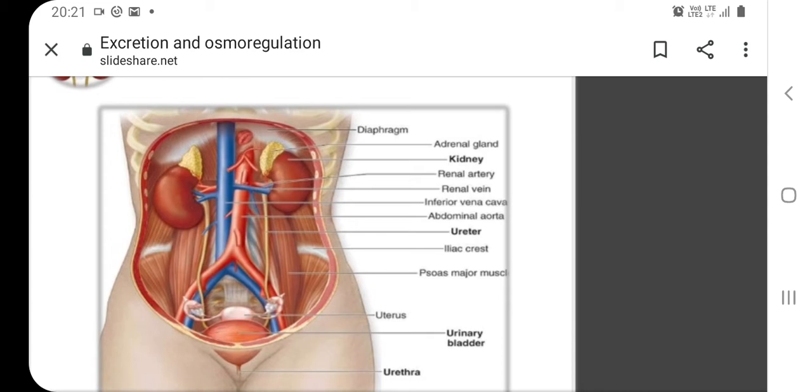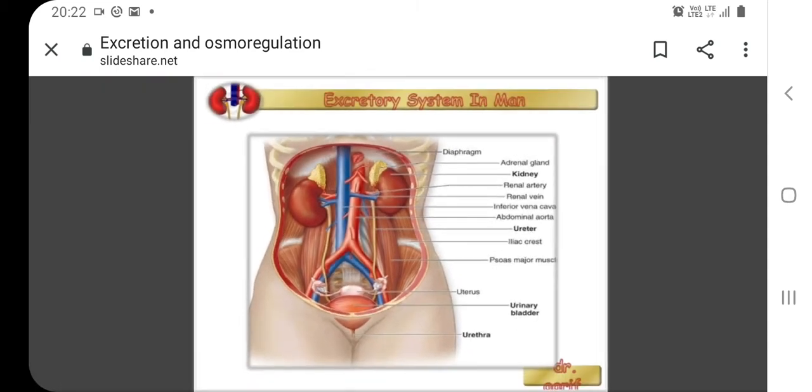Renal artery and renal veins are visible, innervating the kidney. The inferior vena cava, abdominal aorta, ureters, which bring the urine from both the kidneys, urinary bladder, and urethra.